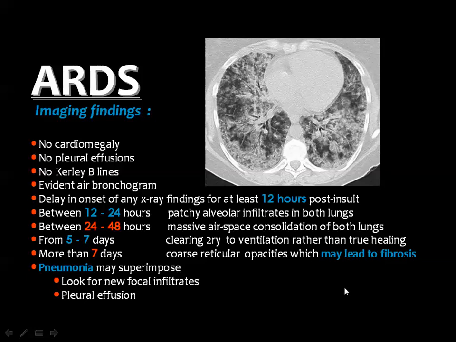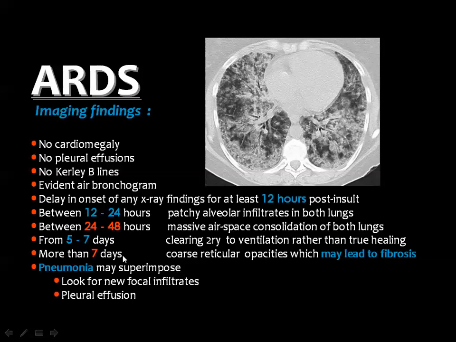Then to differentiate the acute respiratory distress syndrome from the cardiac edema. Number one, no cardiomegaly here, no pleural effusion here, no Kerley B lines here. Evident air bronchogram, which is not present in the cardiogenic edema. Then the onset may be delayed about 12 hours after the patient has been exposed to the insult. Between 12 and 24 hours, you get patchy alveolar opacities in both lung fields.